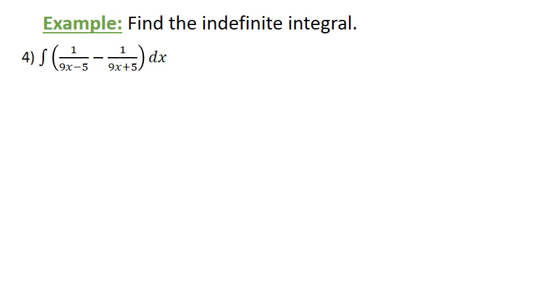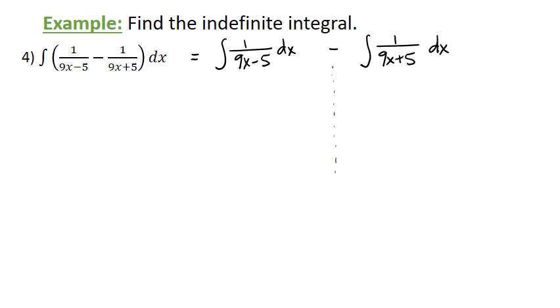Again, since we have addition or subtraction, we can separate this and integrate each part separately. So this will become the integral of 1 over 9x minus 5 dx minus the integral of 1 over 9x plus 5 dx. So these just have a very, very slight difference. One has a minus, the other has a plus. So just like before, I'm going to integrate each of these separately. So let's just draw a line.